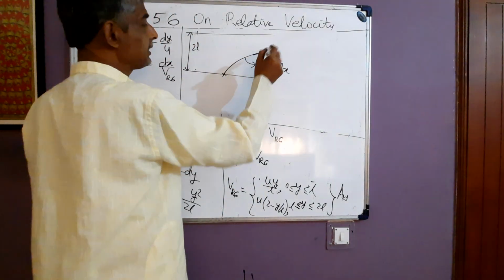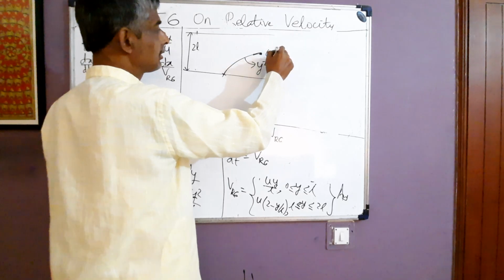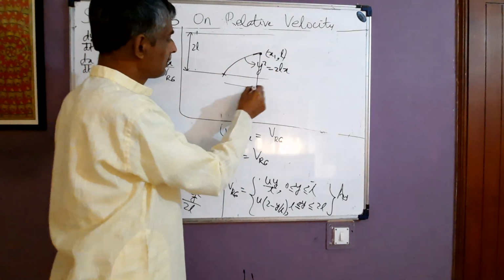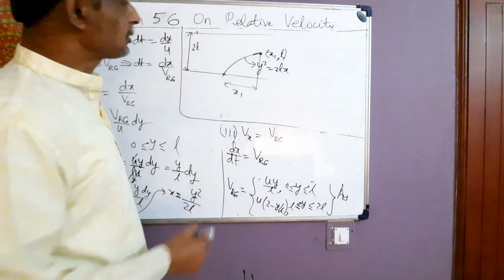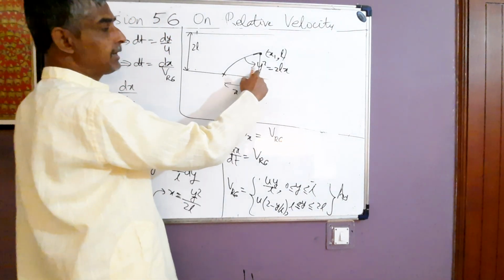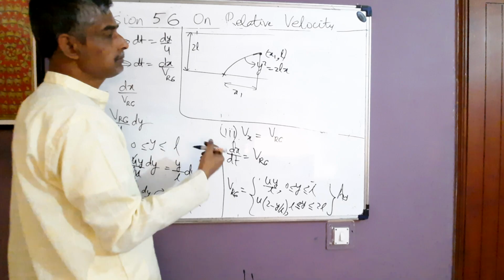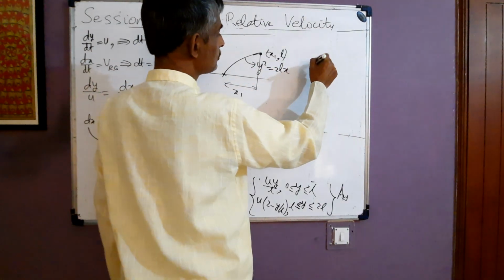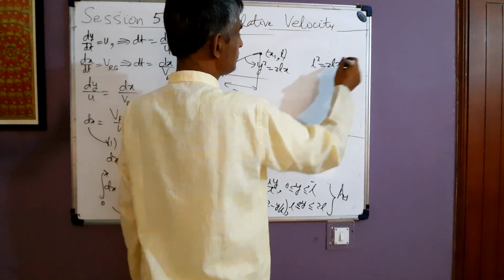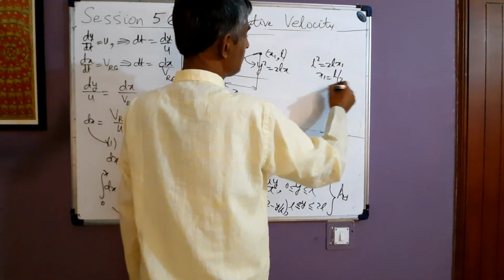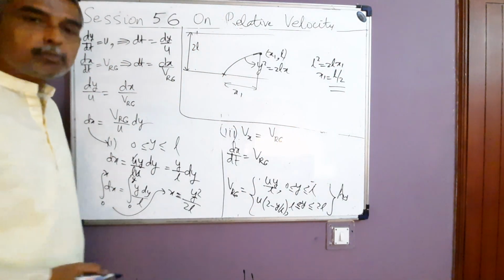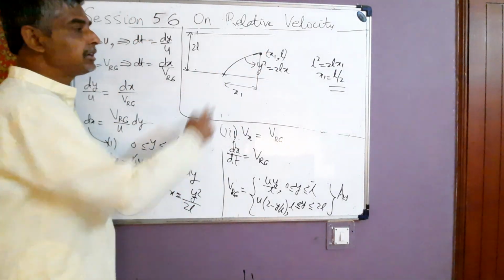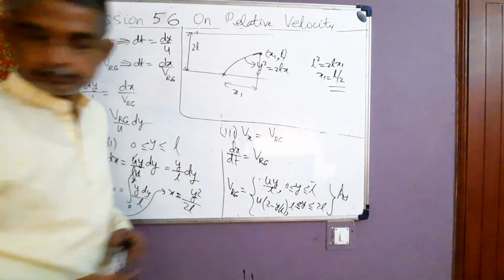So when the swimmer comes here, the x coordinate will be x1 and the y coordinate will be L, where x1 is this distance. So how much x1 will be? We put y equal to L and x equal to x1. So L square equal to 2L x1. x1 becomes L by 2. So this is the x coordinate of the swimmer in the first half of the journey when he reaches the middle of the river.